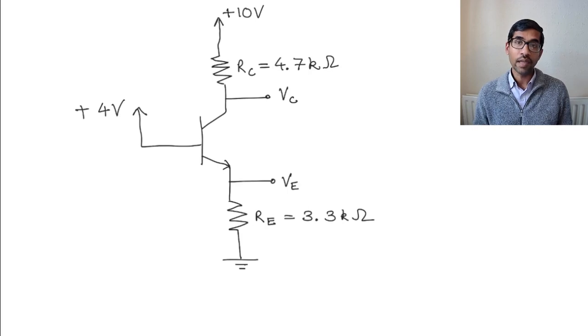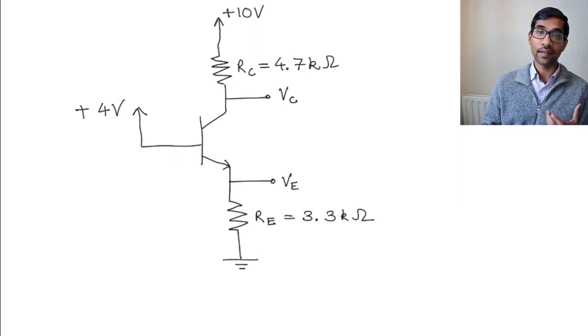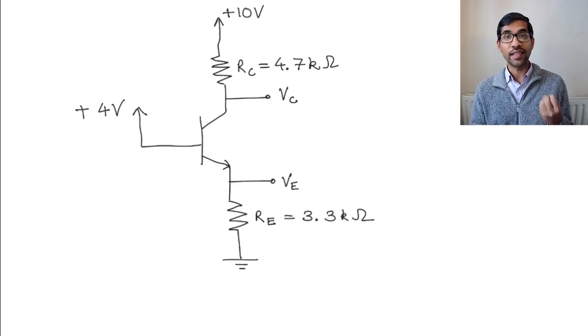My suggestion to you would be assume your transistor is in the active mode, and calculate the currents and the voltages, and then in the end, make sure and see whether the voltages, the base collector voltage and the base emitter voltage, match the active mode. So let's try that in this problem. I'm going to assume that this transistor is in the active mode.